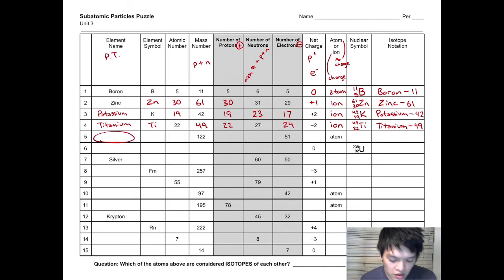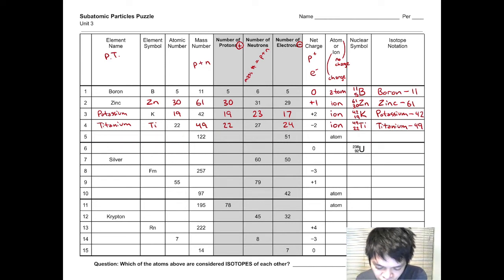Number 5. For number 5, we are missing the element name. We are also missing the element symbol. We are missing the atomic number too. Is this possible? Mass number is 122. Number of protons we don't know. Number of neutrons we don't know. Whoa, is this even possible? We do know the number of electrons. What about the net charge? We do know it's an atom. Okay, we're missing a lot of stuff here. So how is this even possible?